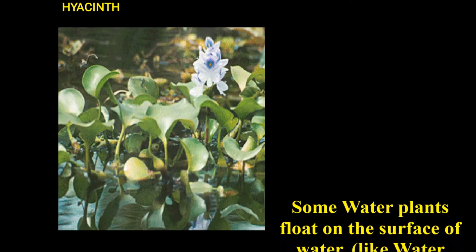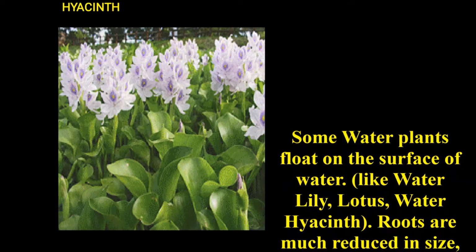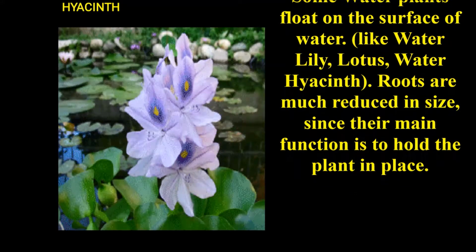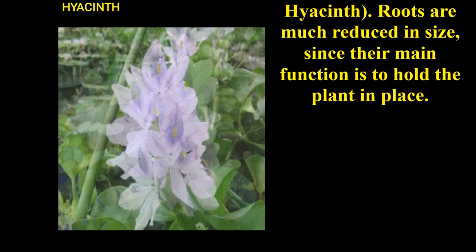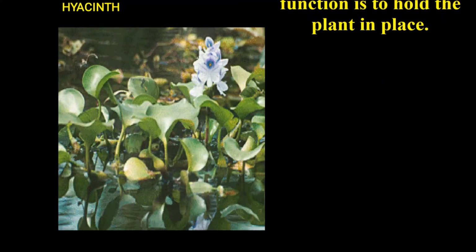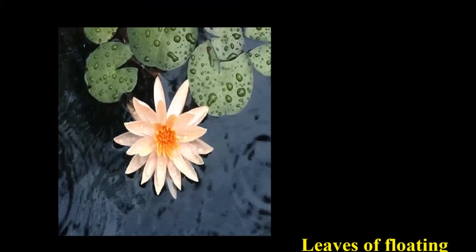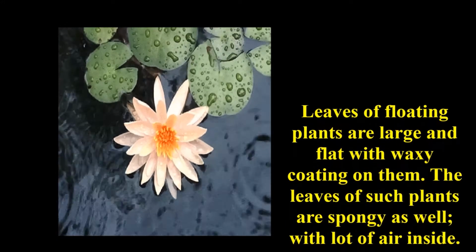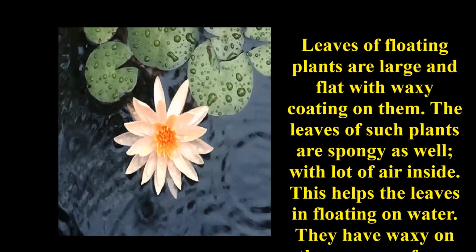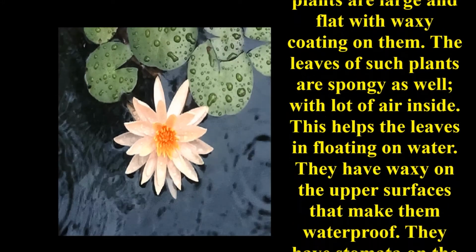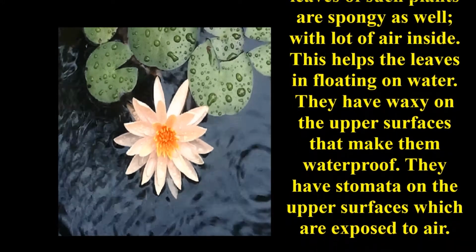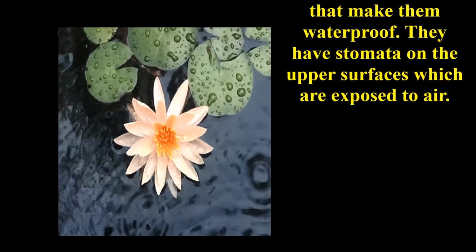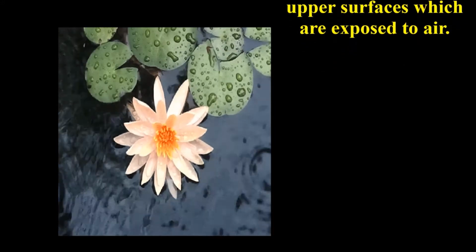Let us discuss the floating plants. Some water plants float on the surface of the water like water lily and lotus. Roots of these plants are reduced in size since their main function is to hold the plant in place. The leaves of floating plants are large and flat with a waxy coating on them. The leaves are spongy as well, with a lot of air inside. This helps the leaves in floating on the water. They have stomata on the upper surface which are exposed to the air.